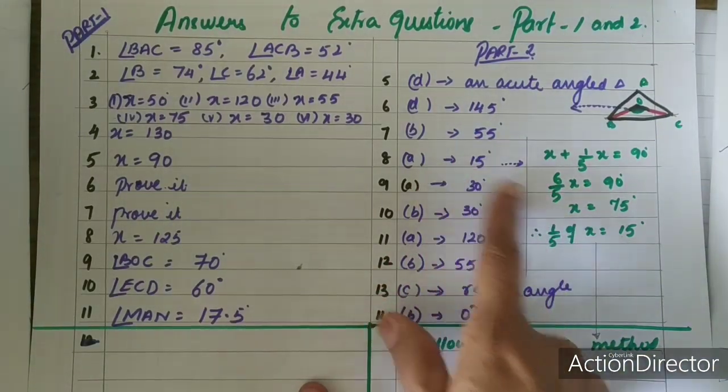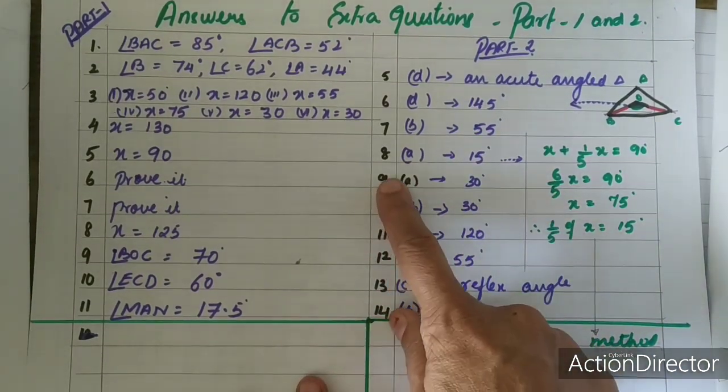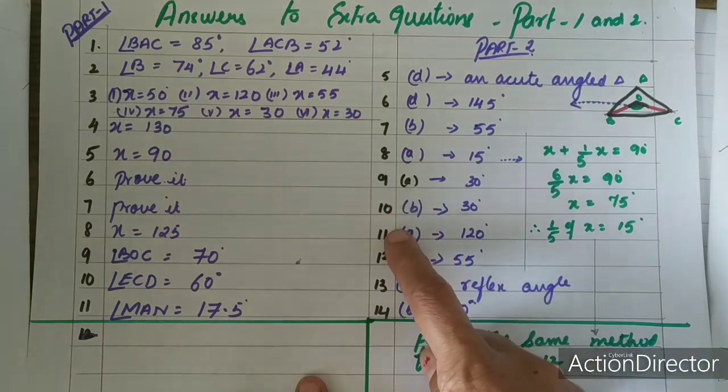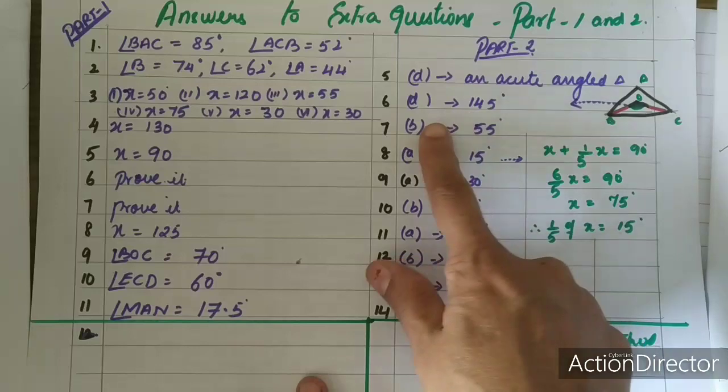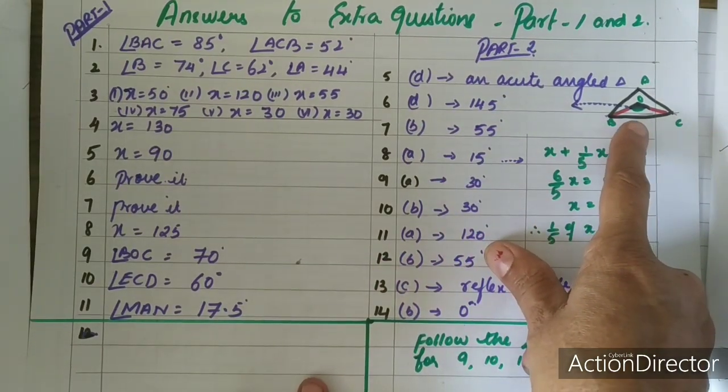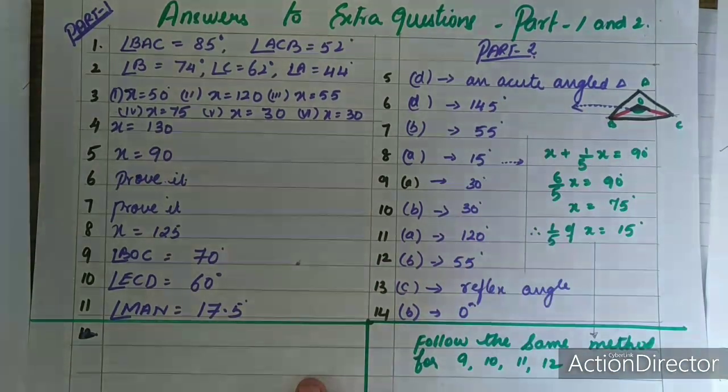Here I give an explanation for one question and the other explanations are the same for these questions also. Questions 9, 10, 11, 12 have the same explanation as question number 8. Here for this question also I have drawn the figure. By seeing the figure you can understand the answer over here.